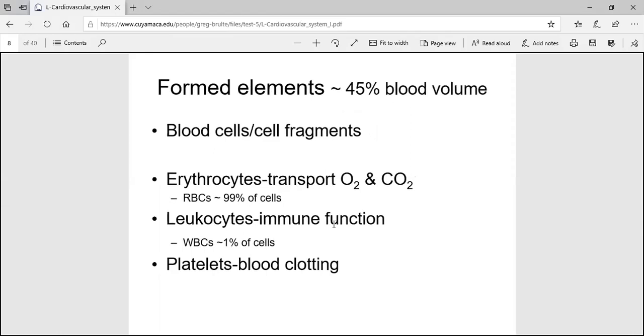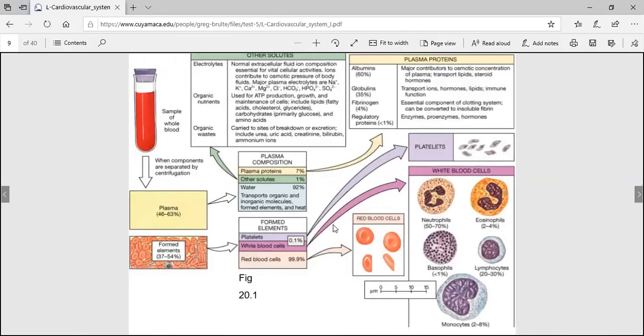Erythrocytes, that's got your hemoglobin in there, and it helps you transport the O2 and CO2. Leukocytes, those are your white blood cells, and platelets, that's for clotting. So remember this little saying, never let monkeys eat bananas.